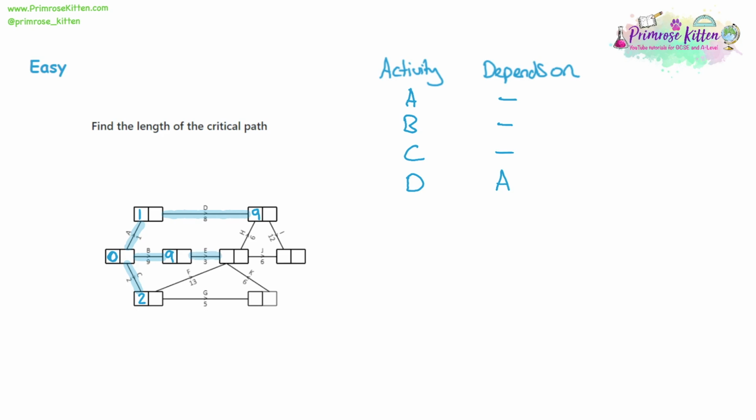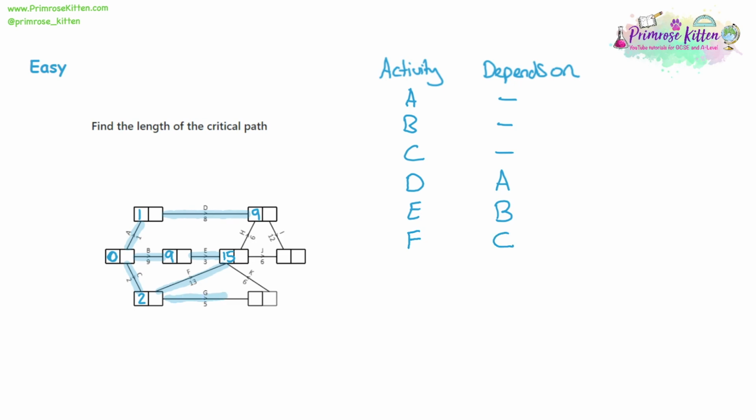Then we can look at E. E adds on 3, so 9 plus 3 is 12, and E depends on the arrow before it, which was B. Then we can look at F. F adds on 13. Now, we've got 2, we add on 13, we get 15, and we've got 12 in the box. So let's rub out 12 and replace it with a larger number, which is 15. And F depends on the 2 which came from the C.